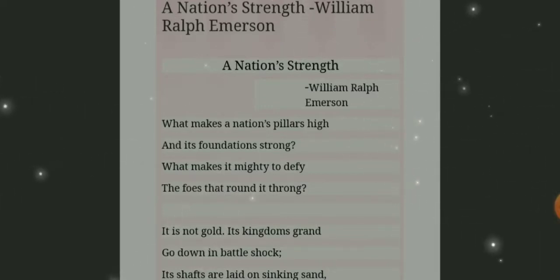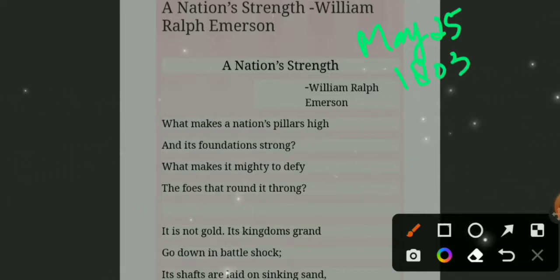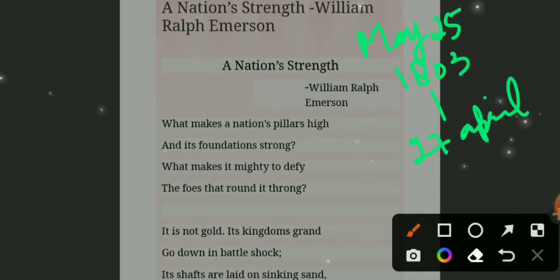Before delving into the explanation of the poem, let us briefly talk about William Ralph Emerson. Ralph Emerson was born May 25, 1803. He died on 27 April 1882. And he was an American. He was born in Boston.